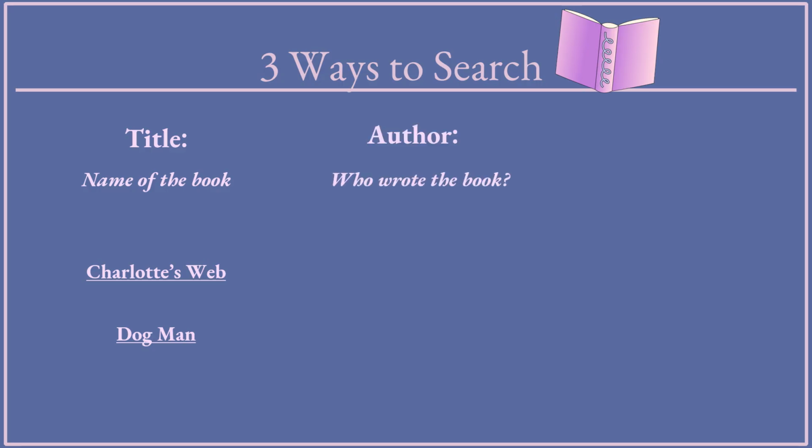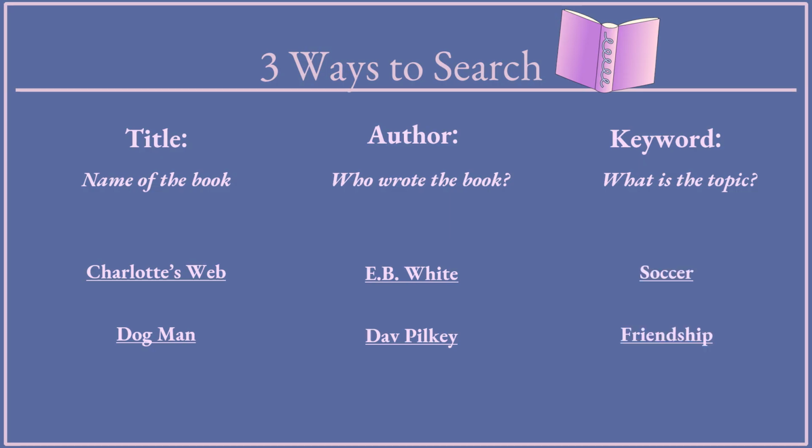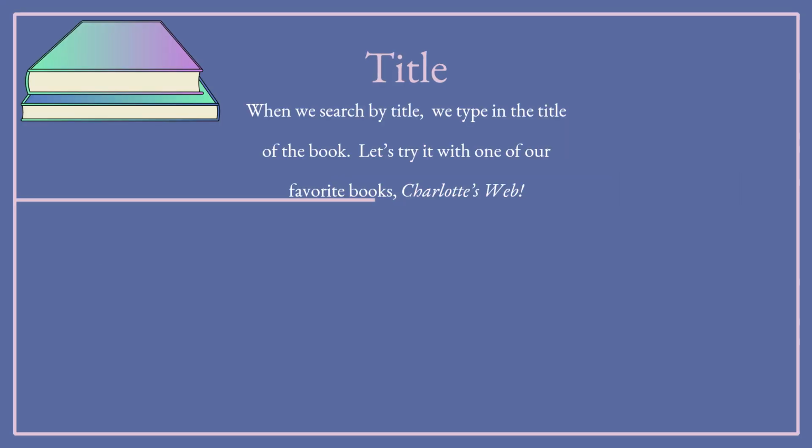Another way to search is by author, who wrote the book. For example, E.B. White, who wrote Charlotte's Web, and Dav Pilkey, who wrote Dogman. The last way we will learn to search is by keyword. What is the topic? For example, maybe you are interested in a book on soccer or friendship. Let's take a closer look at each of these.